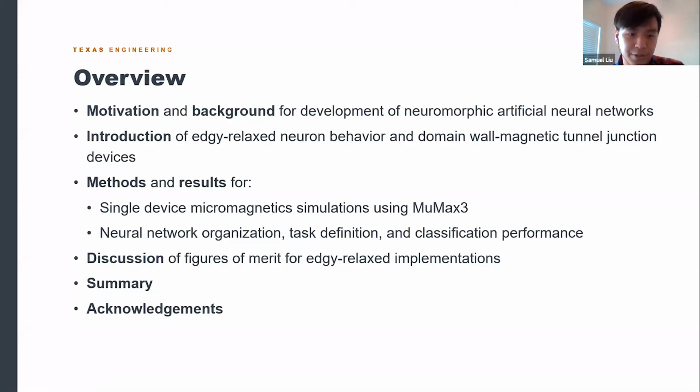So first, I'll discuss the motivation and background for the development of neuromorphic artificial neural networks. Then I'll move on to introducing the biologically inspired relaxed behavior that we take advantage of using the domain wall magnetic tunnel junction device. I'll then talk about the methods used for both the micromagnetics as well as the neural network simulations, followed by the results. And I'll finally discuss the figures of merit not limited to the simulations, and I'll wrap it up.